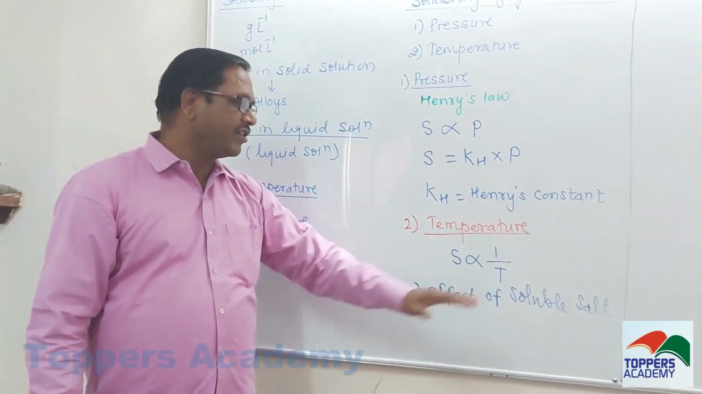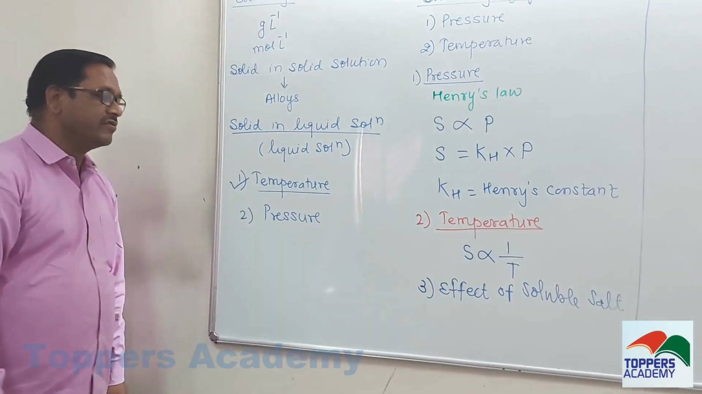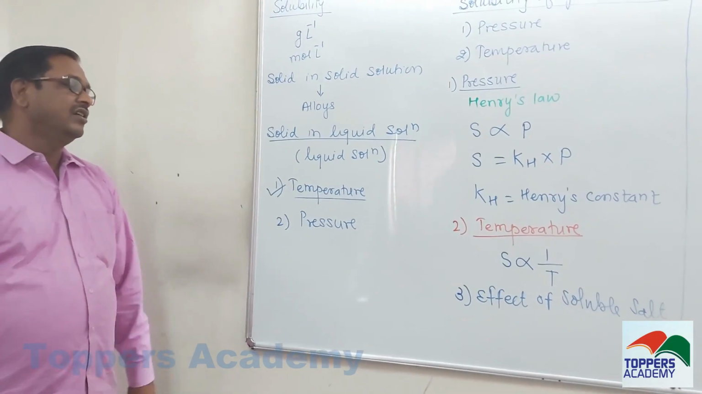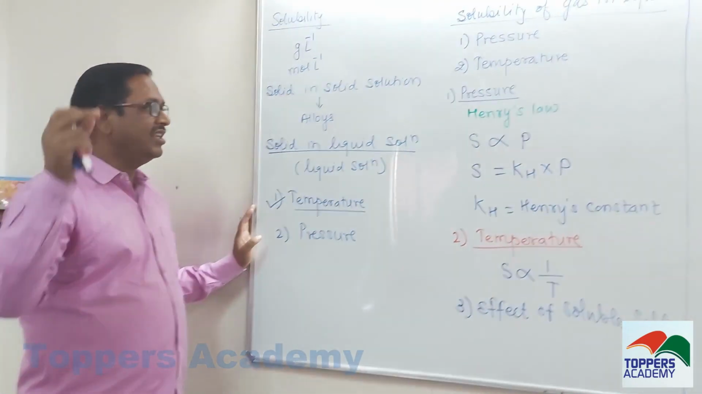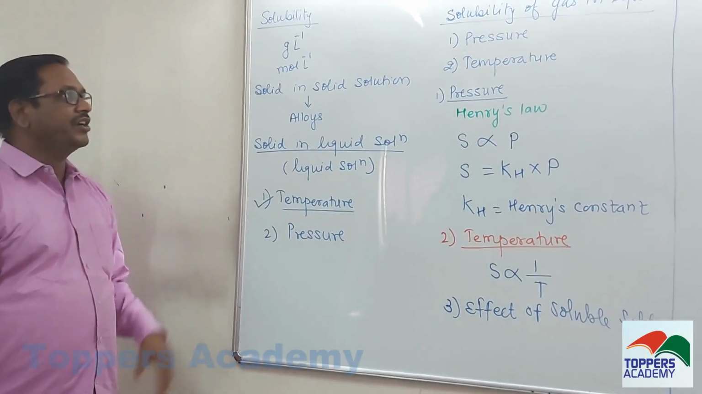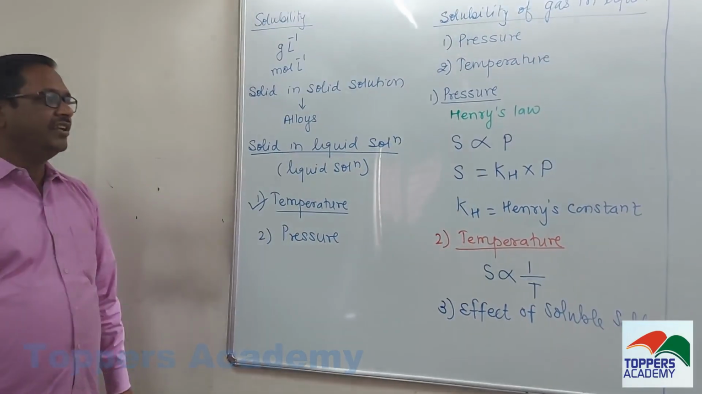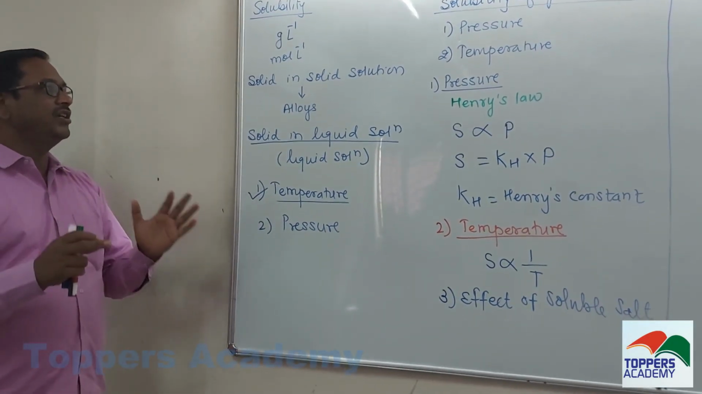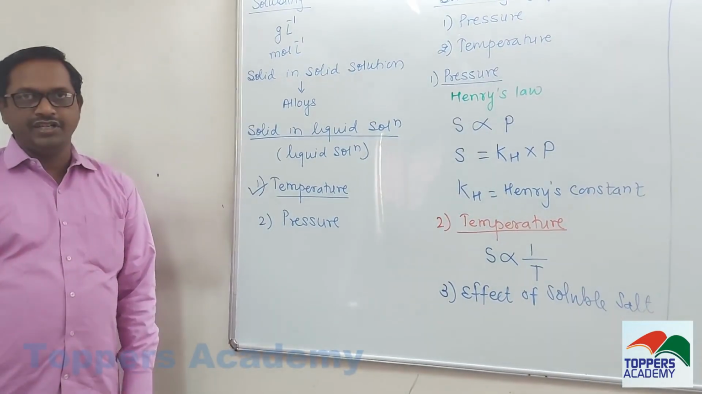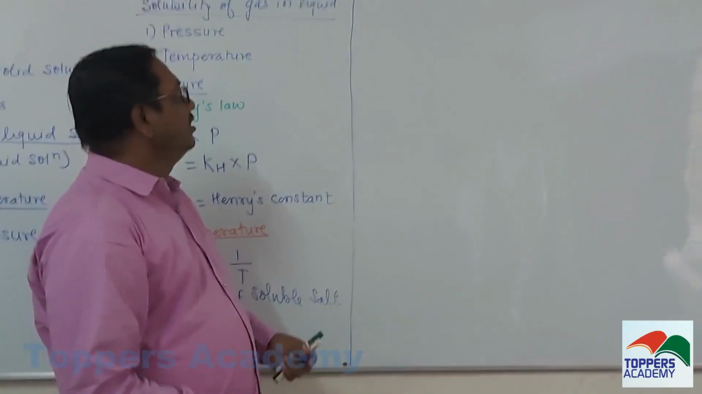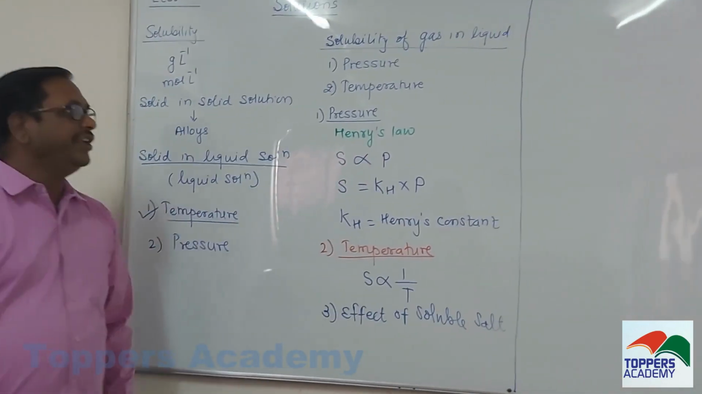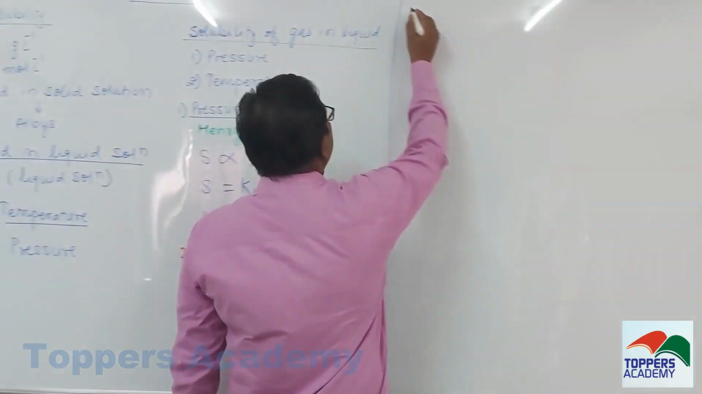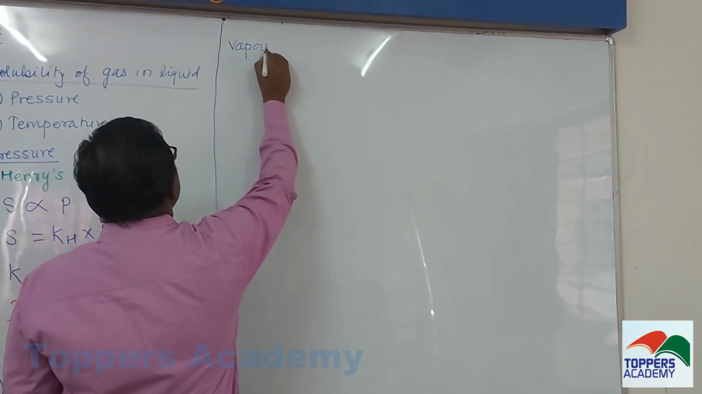And what about the effect of soluble salt? In the effect of soluble salt, if soluble salts are added to the liquid, the solubility of gas in liquid goes on decreasing here. In this way, the effect on the solubility of gas in liquid is given, and the types of solution and the effect on the solubility. Okay. Now after discussing solubility of gas in liquid, we are going to discuss another point, that is the vapor pressure of liquid.